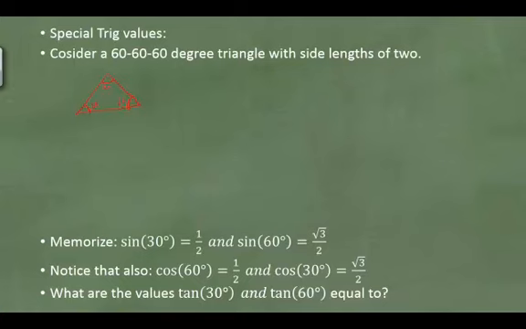And now we can use our definition to find sine of 30. Sine of 30 is the opposite over the hypotenuse. So it's 1 over 2. Opposite of 30 over the hypotenuse. Sine of 60 is opposite of 60, square root of 3 over 2. Likewise, cosine of 60 is adjacent to 60 over 2. Cosine of 30 is adjacent to 30 over 2.